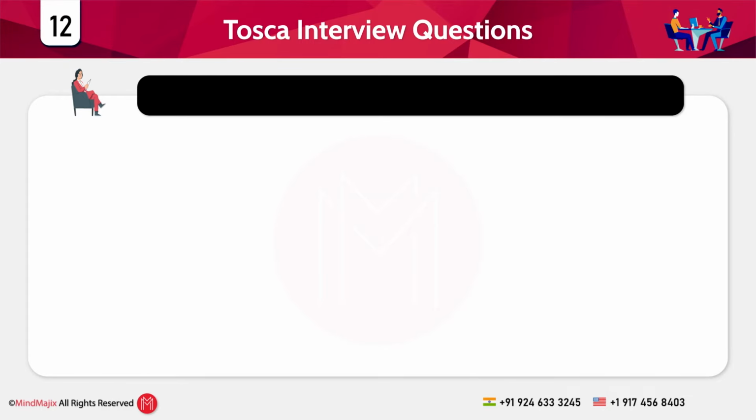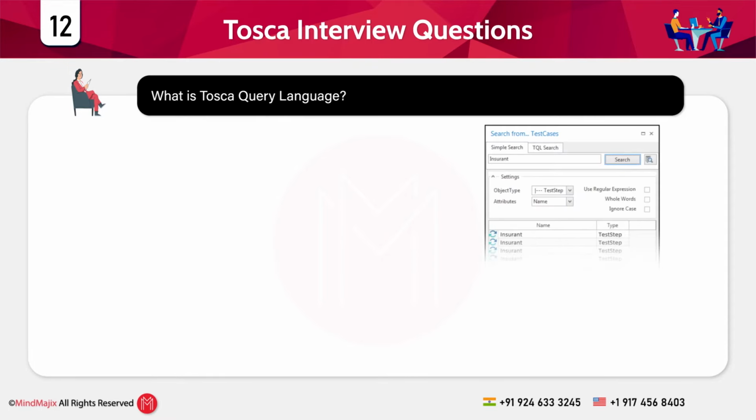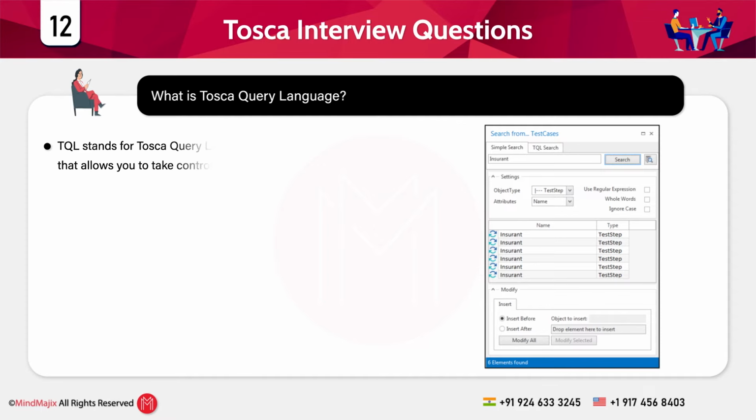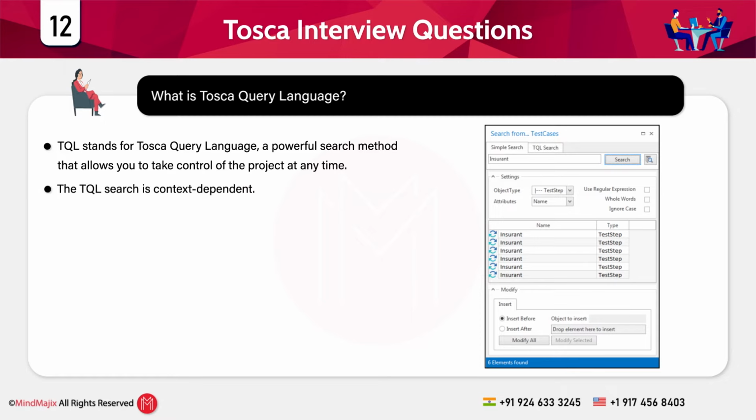The next question is, what is Tosca Query Language? Tosca Query Language, or TQL, is a powerful search method that allows you to take control of the project at any time. The TQL search is context dependent. It is used for various functions and expressions within Tricentis Tosca. So this was a quick definition of TQL, or the Tosca Query Language.